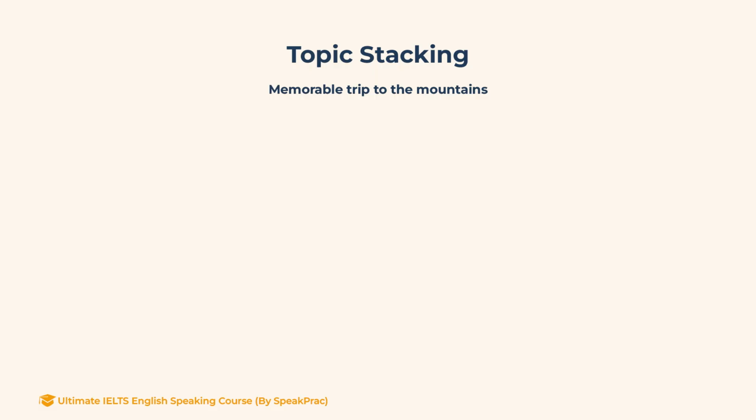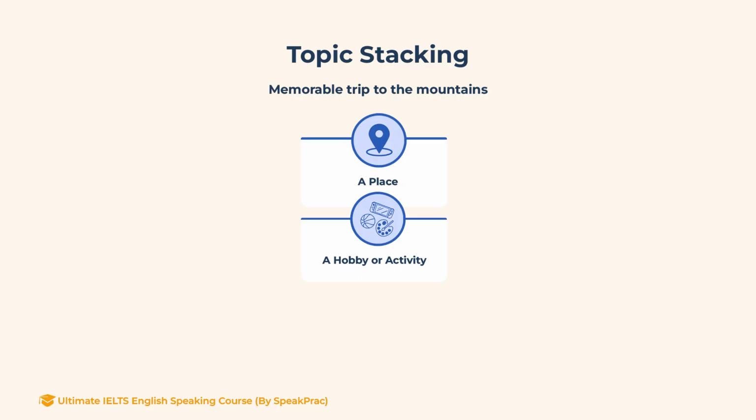If you prepare a core story about a memorable trip to the mountains, which is a place category, did you know that you can use this story to answer questions about an outdoor activity, which is part of the hobby category, or a happy memory, which is potentially part of an event category? Boom! Same story. You just adjust the focus slightly. You've stacked your preparation. You've got one story that can answer multiple IELTS Speaking Part 2 cue cards.